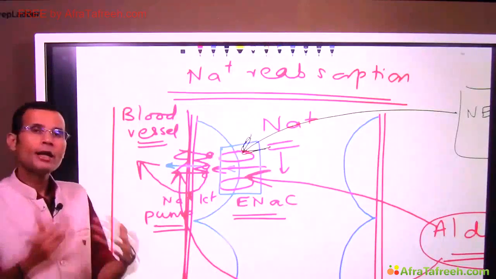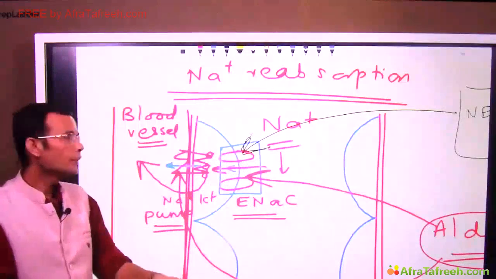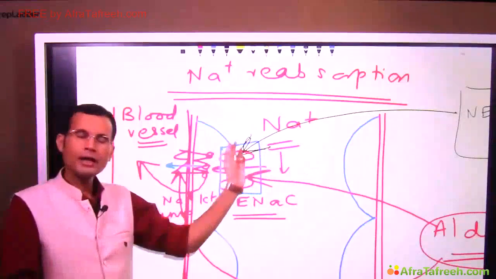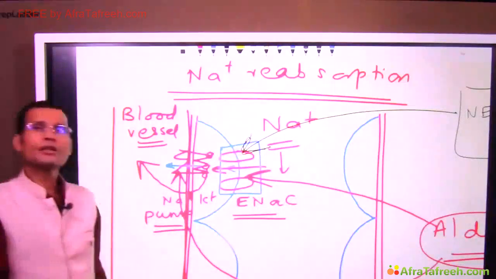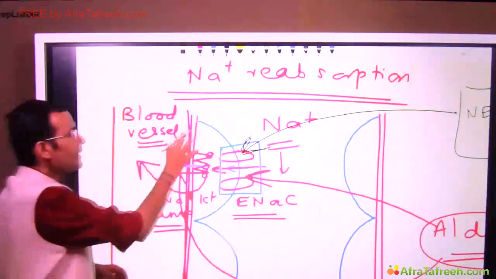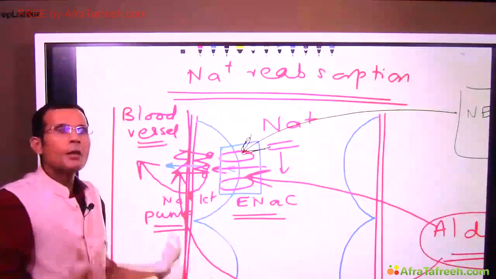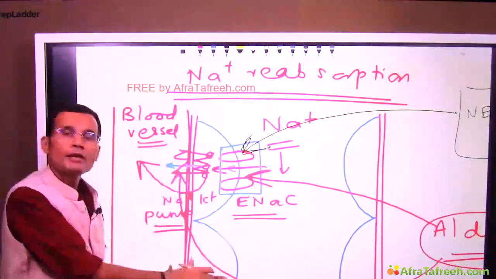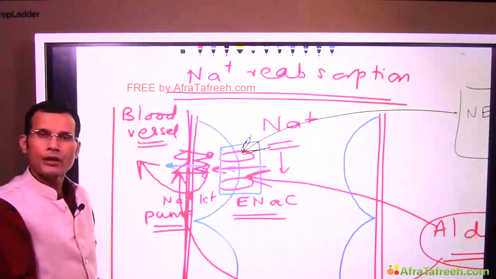Aldosterone allows the ENaC to stay for a longer duration by deubiquitinating them, which means ubiquitins are not allowed to tag the ENaC. What is the net result? The net result is that these proteins, the sodium-potassium pump and ENaC, their number and their concentration increase in the membrane as long as aldosterone is acting.